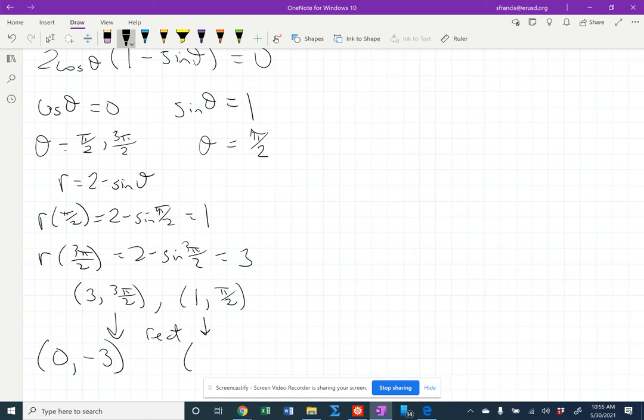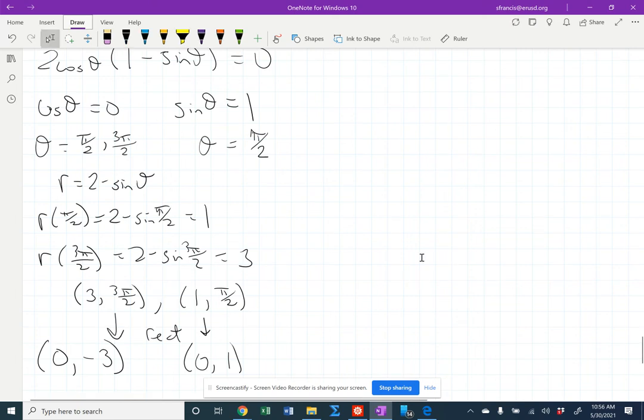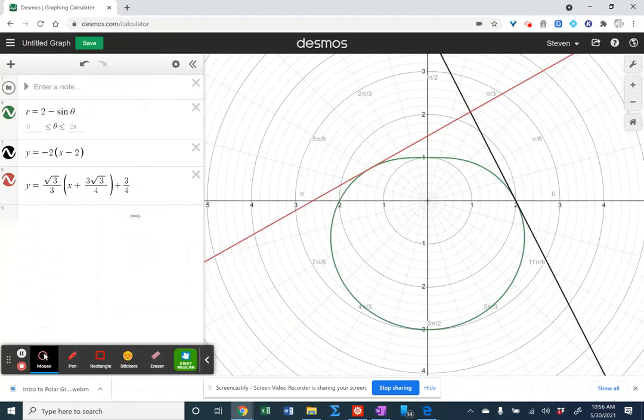And then over here, again, x is r cosine theta. That's still going to be 0. And then for the y coordinate, it's going to be r times the sine. So 1 times 1, which is 1. So let's go plot those and see if they are actually locations of horizontal tangent lines.